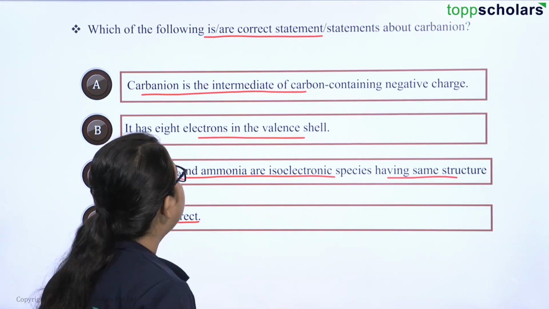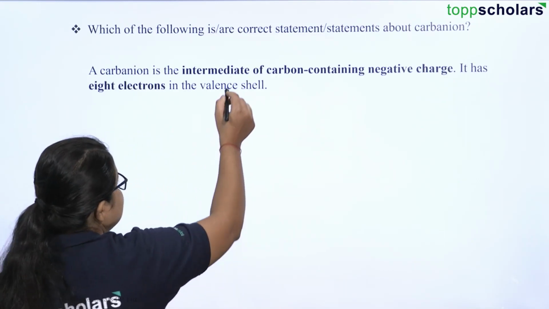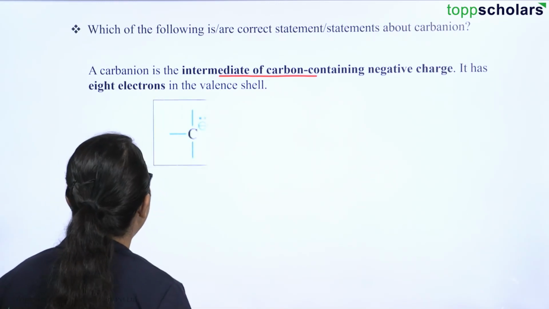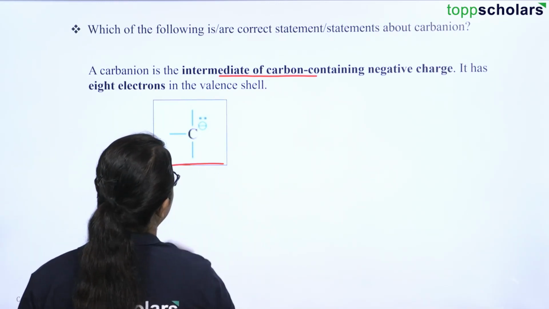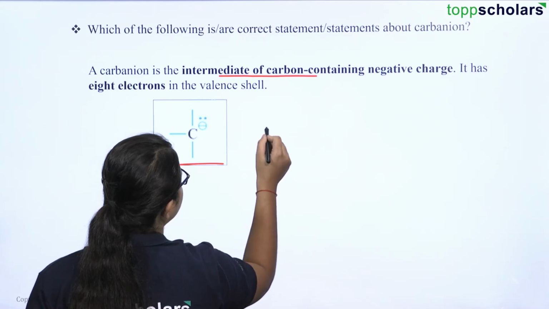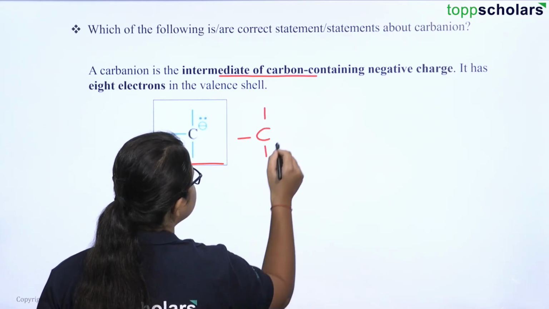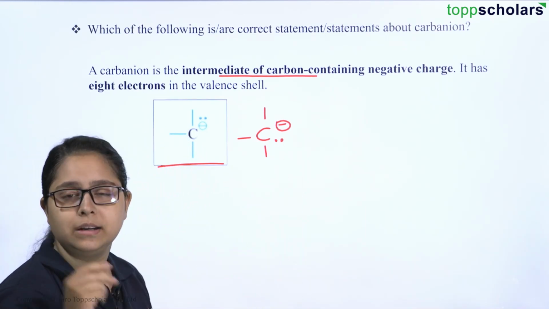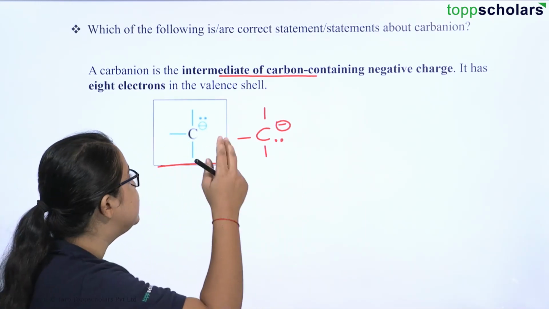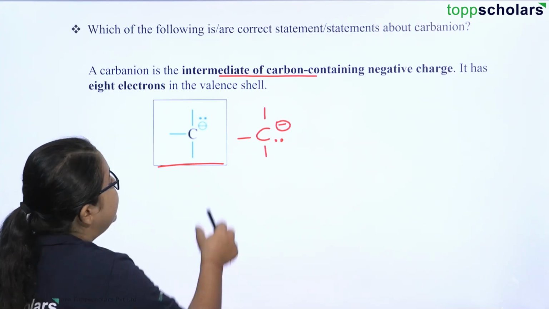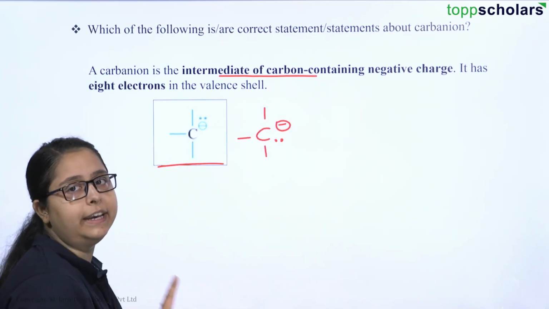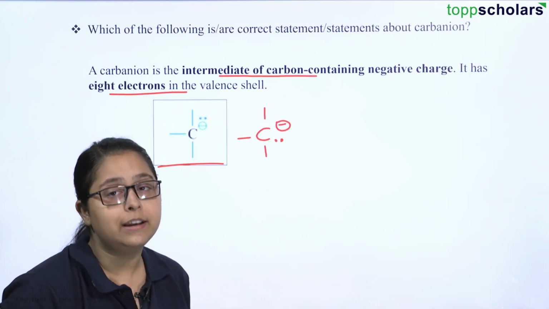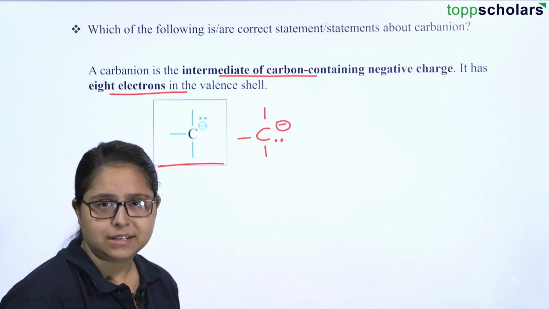So over here, if we talk about this carbanion, this is an intermediate of carbon containing negative charge. Now over here, if you will have a look, we are having this carbanion. This is a carbon. Then we have 3 bonds, and then there is a negative charge and a lone pair present on this carbon. This structure is referred to as carbanion. This structure is an intermediate of carbon containing negative charge, and it has 8 electrons in its valence shell. That means the octet is complete.